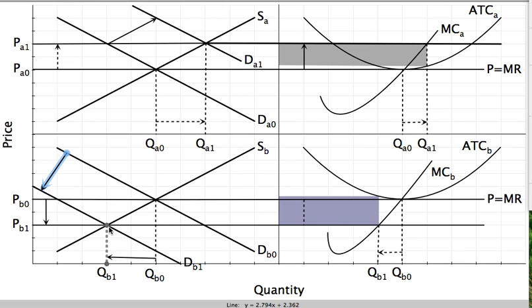The new equilibrium price is going to be where the new demand curve intersects the original supply curve. So where these two intersect one another is going to be the new equilibrium. So here's the new equilibrium quantity, and here's the new equilibrium price. So price and quantity have fallen in the marketplace. How does that impact the individual firms?